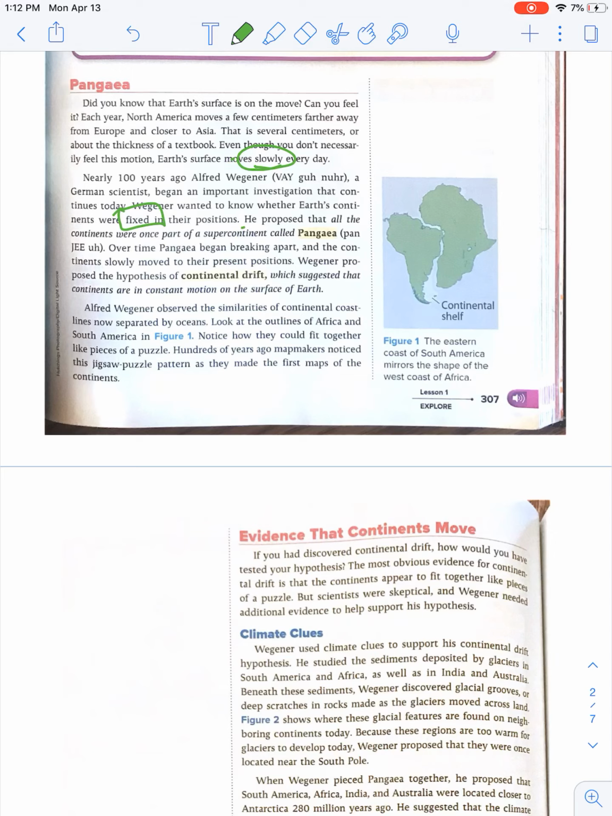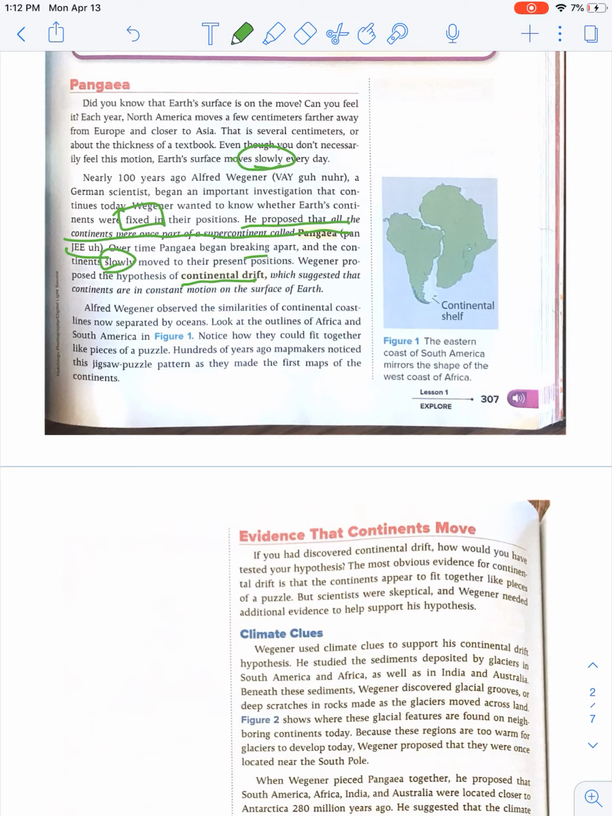All right, so this is his theory, that they were all part of a supercontinent called Pangea. Over time, Pangea began breaking apart, and the continents slowly moved to the present positions. Wegener proposed the hypothesis of continental drift, which suggested continents are in constant motion on the surface of Earth.